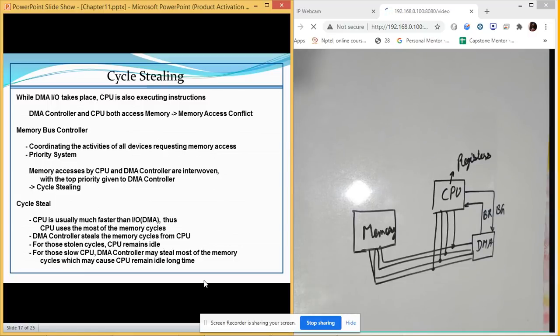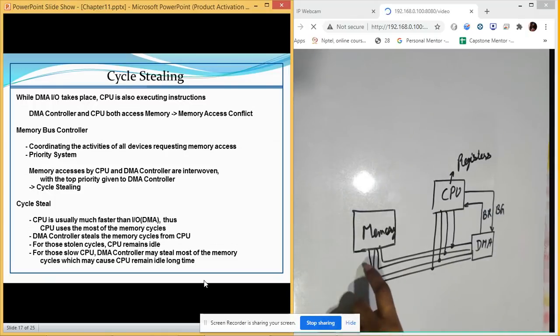So CPU is executing the instructions. DMA controller and CPU both access the memory. Because if they both are accessing, there might be some conflicts when both are trying to access the memory. So how it is done?